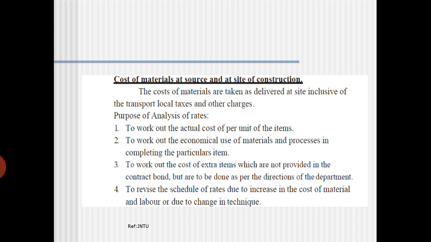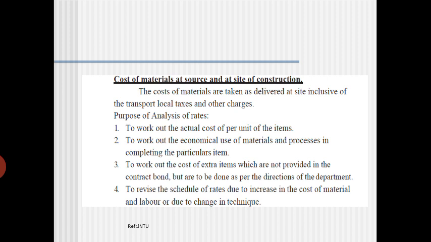So the main purpose of this rate analysis is, first one, to work out the actual cost per unit of the item. Second one is to work out the economical use of the materials and the processes in completing the particulars of the item. Third, to work out the cost of extra items which are not provided in the contract bond. This is very important, but they are to be done as per the direction of the department.